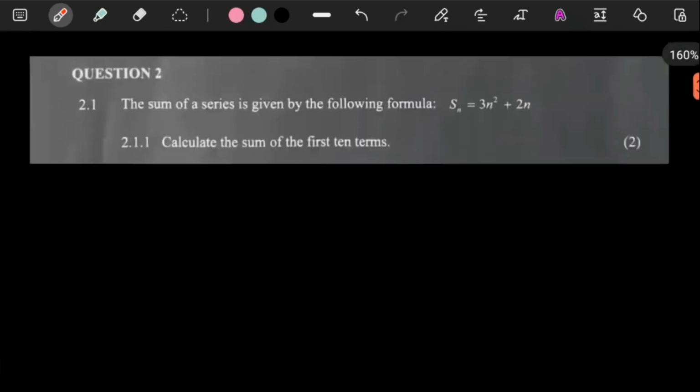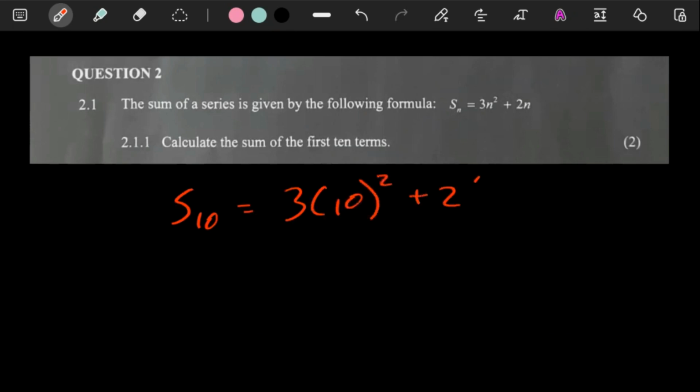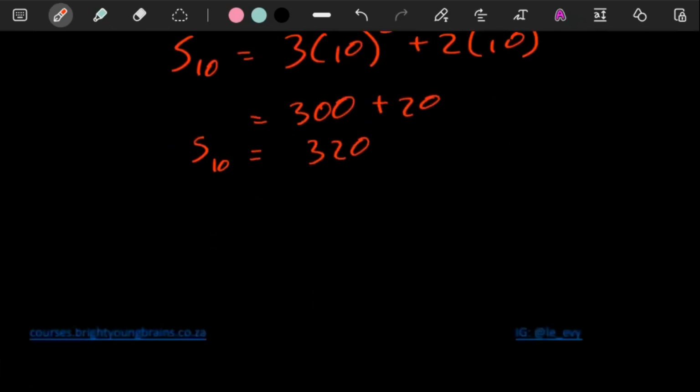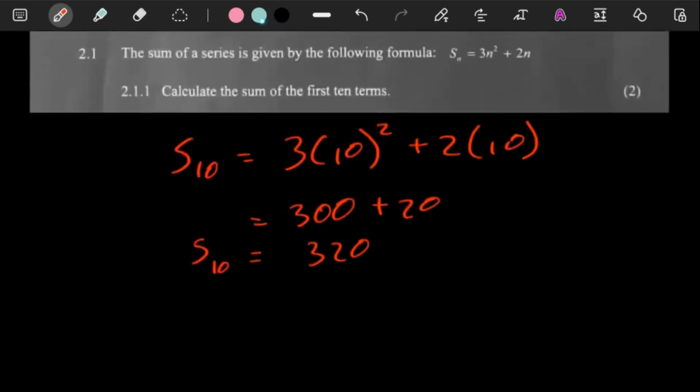Question number 2. It says the sum of a series is given by the following formula. 2.1.1 says calculate the sum of the first 10 terms. Well, that's easy because we just have to make n 10. If you make n a 10, you're going to have 10 squared, which is 100. So 100 times 3 is 300, and then this is 20. 300 plus 20 is 320. That's the sum of the first 10 terms. Okay, nothing crazy there. Let's move on.